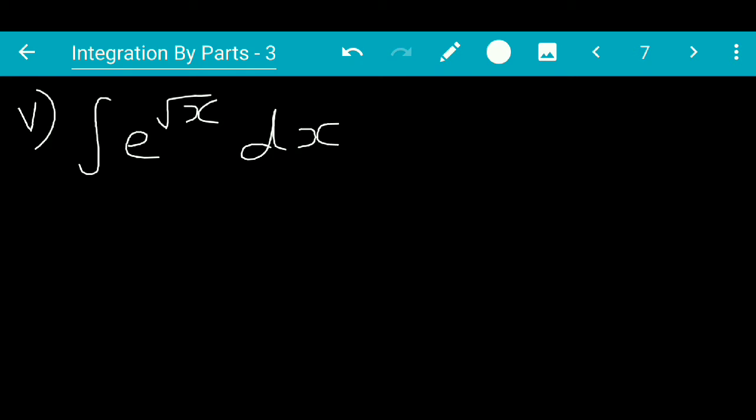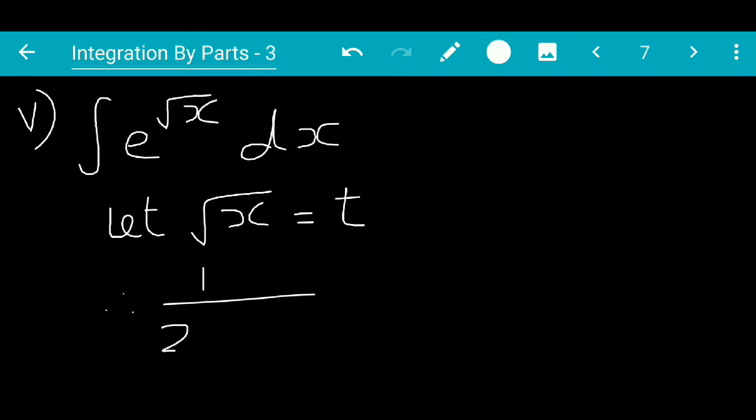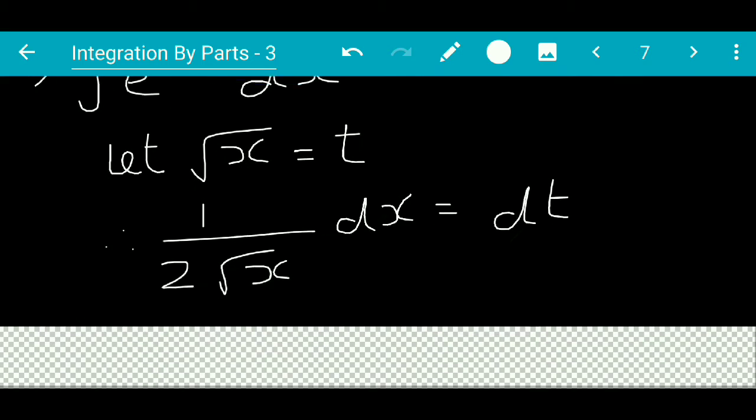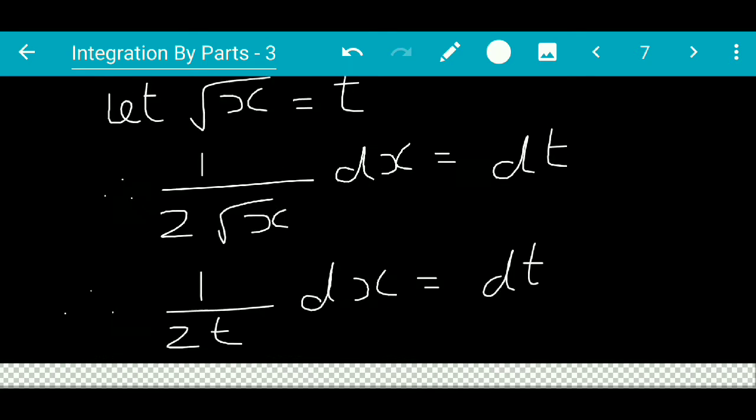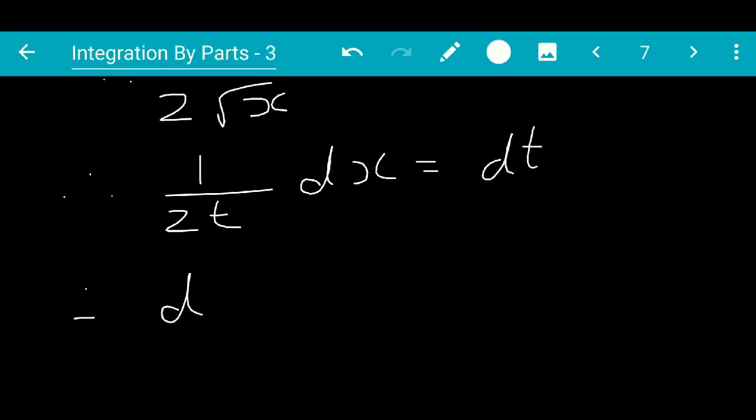So we substitute like this. That is, we write let root x is equal to t. Look carefully. Let root x be equal to t, and therefore when we find the derivative on both sides, we get 1 upon 2 root x dx is equal to dt. Now here root x we have taken as t, isn't it? So we can write 1 upon 2t dx is equal to dt. Therefore dx becomes 2t dt.